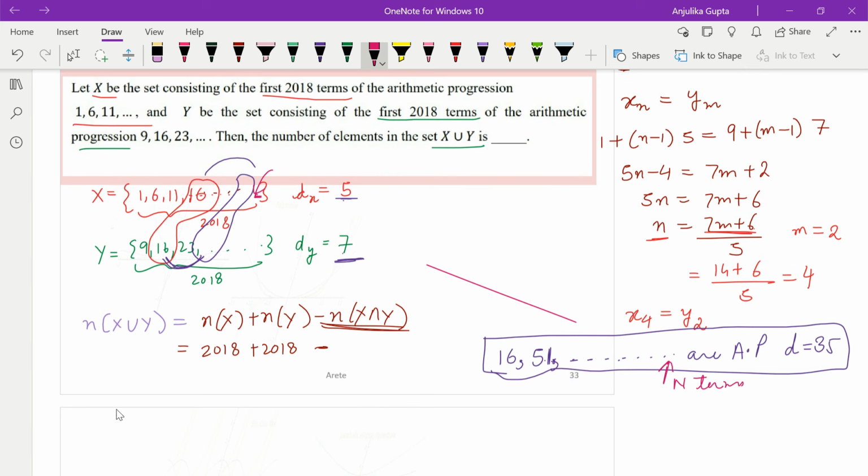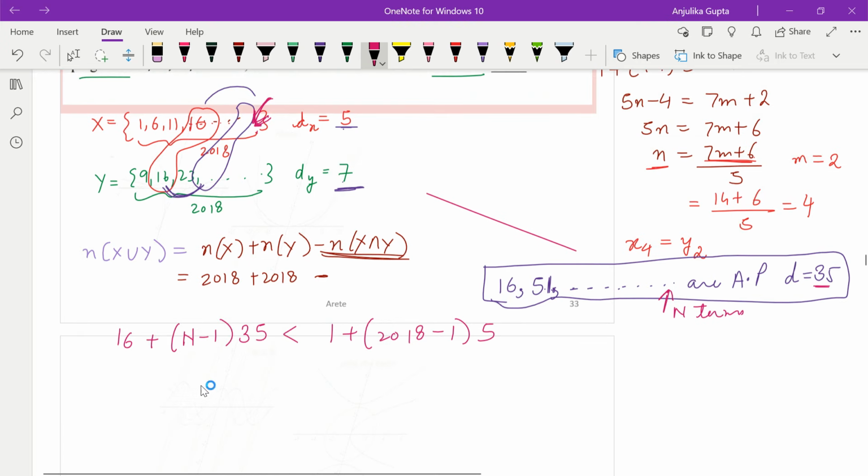So let's write the nth term. What will be the nth term? 16 plus N minus 1, and just now you said that D is 35. This last term shouldn't be greater than the last term here. How much is that last term? Let's write that: A plus, there are 2018 terms, so 2017 times D. You understand that? Because we are looking for the common elements here, it can't exceed that. So we just need to solve this, quite simple.